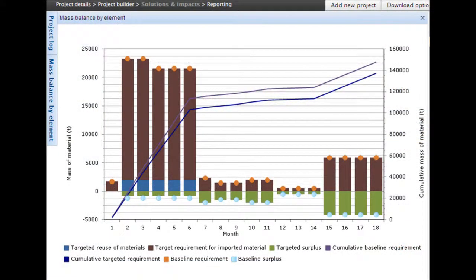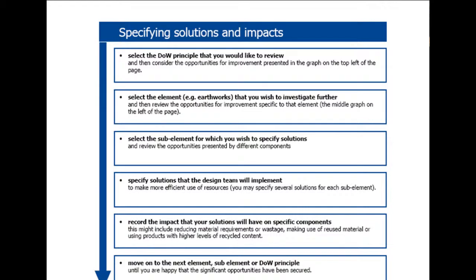You will now be able to see the effect your solutions have had on the anticipated waste arisings. As you can see, the mass balance, which can be viewed by hovering over the Mass Balance tab on the left of screen, shows that a proportion of materials will be reused, the blue part of the column. You'll also note that the targeted cumulative requirement, the blue line, is now less than the baseline cumulative requirement, the purple line.